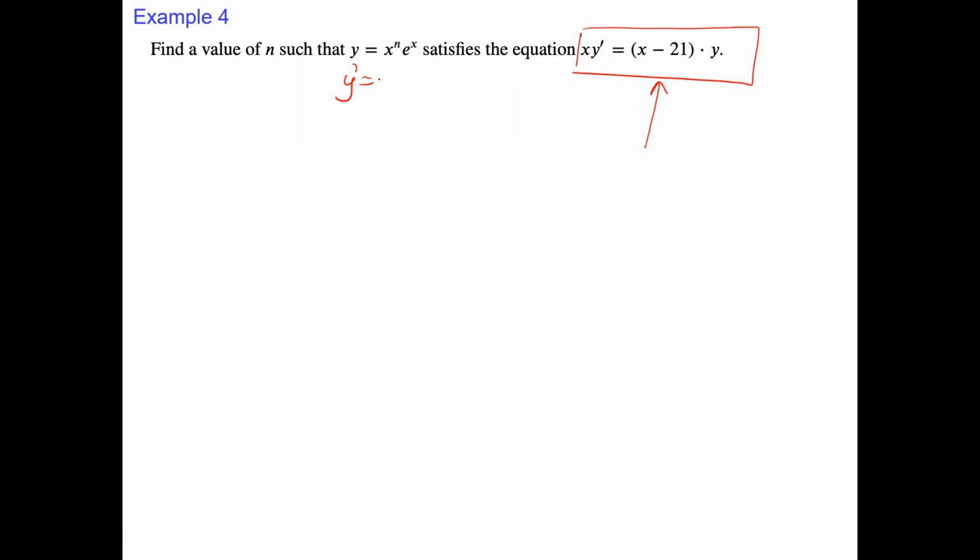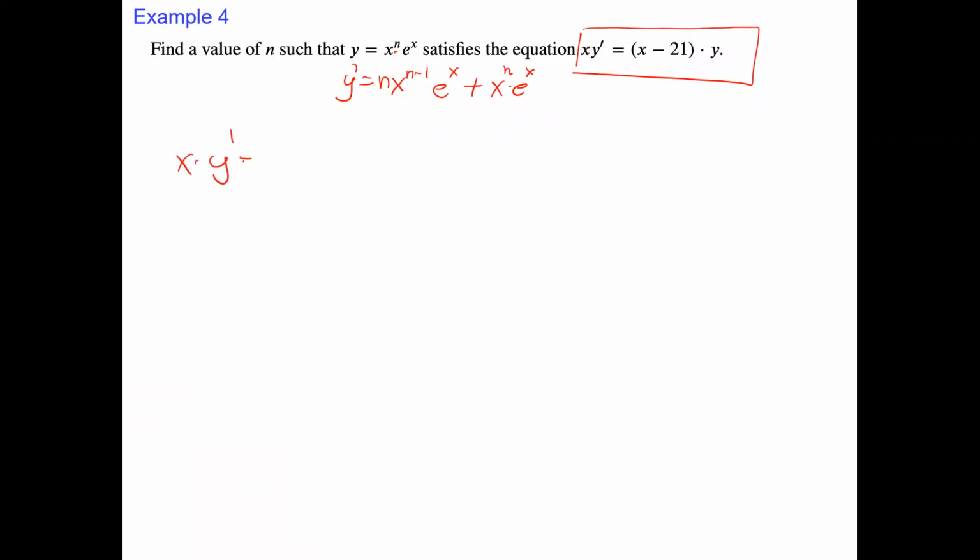Okay, what I will do, we need also y prime, because we have to substitute it. That means y prime is the derivative, product rule. Derivative of x to the power of n is n x to the power of n minus 1 times e to the x plus x to the power of n times derivative of e to the x, e to the x.